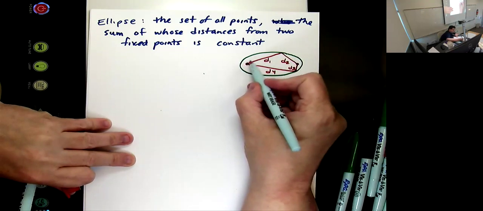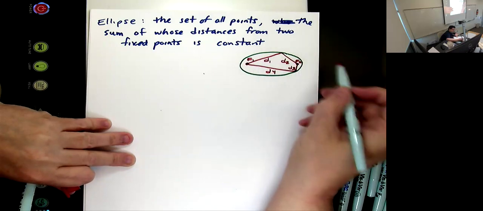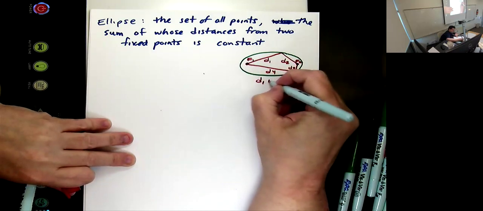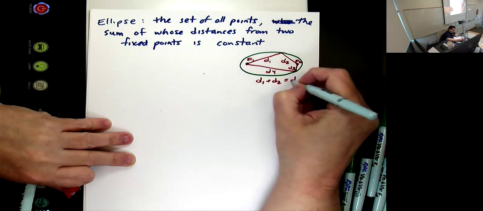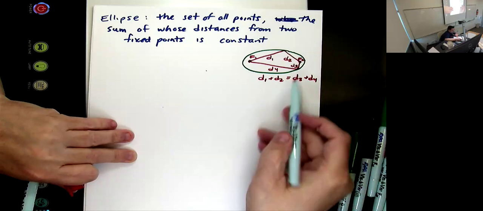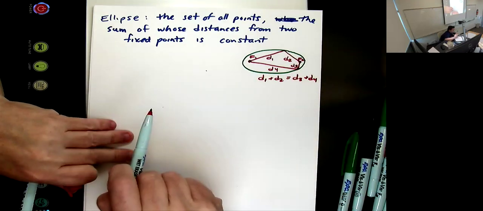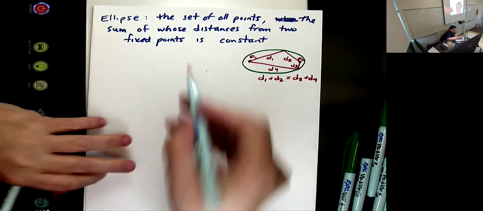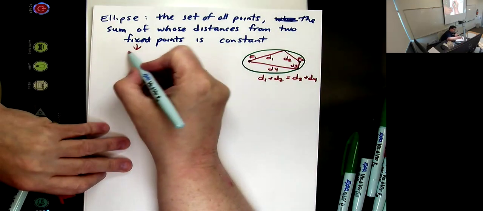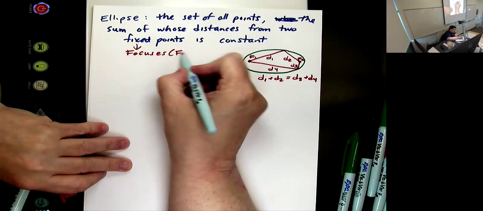So this is fixed point one, and this is fixed point two. D1 plus D2 is going to be the same thing as D3 plus D4. Go to any point on the circle or the ellipse and draw a line connecting to the two focal points. So the fixed points are the focuses, which plural is called foci.